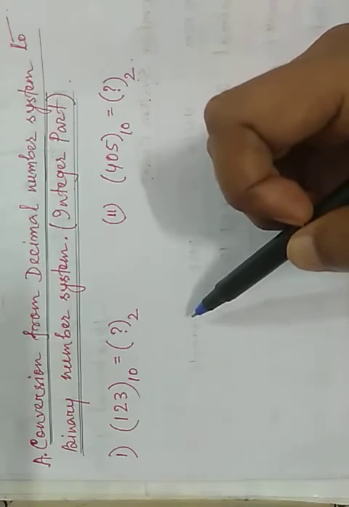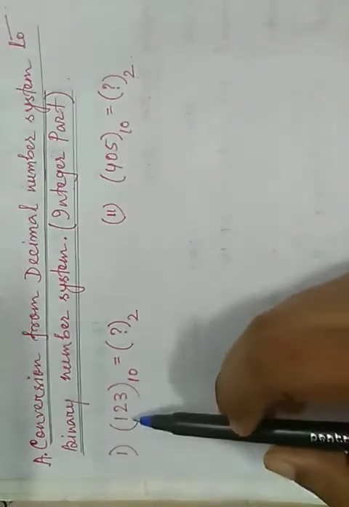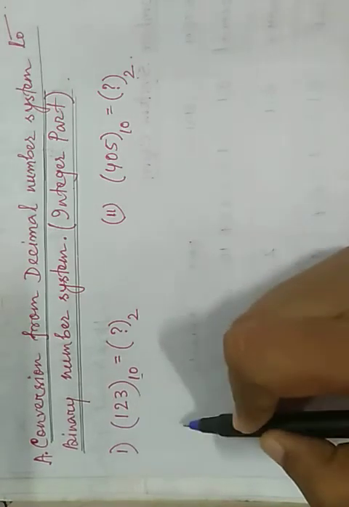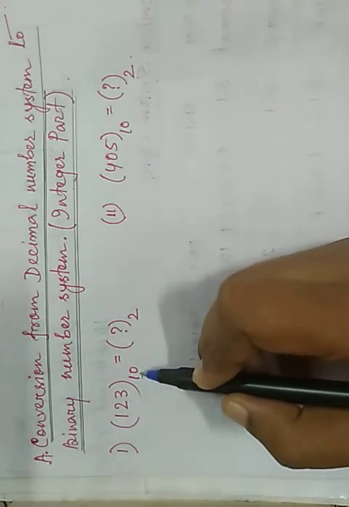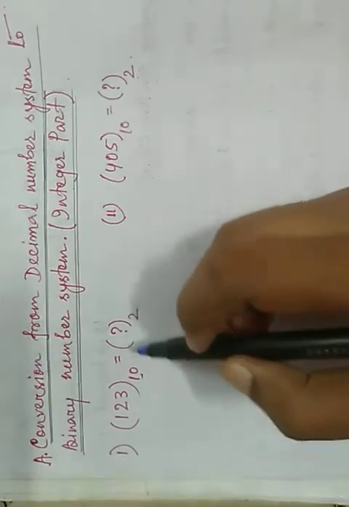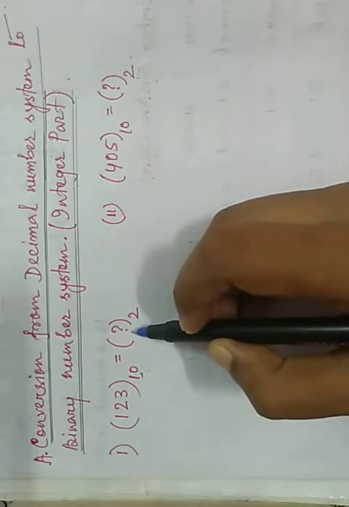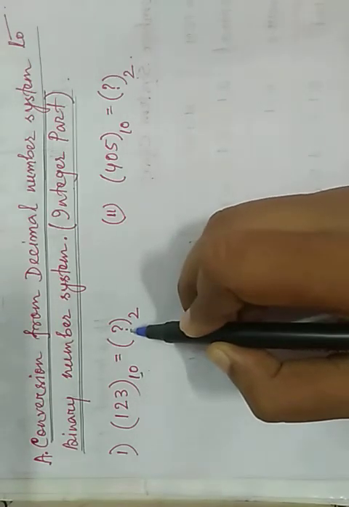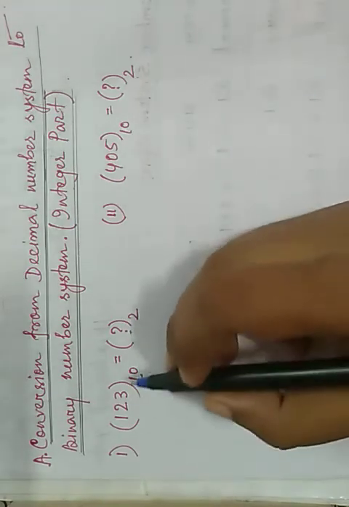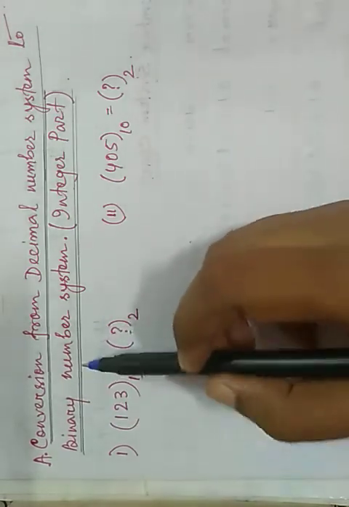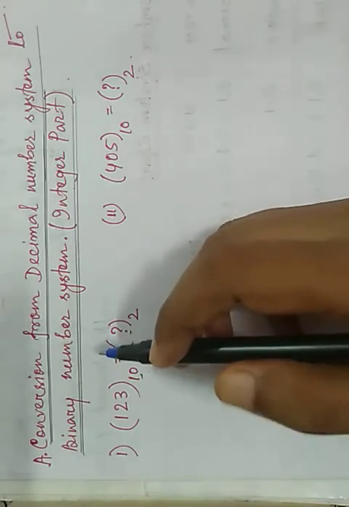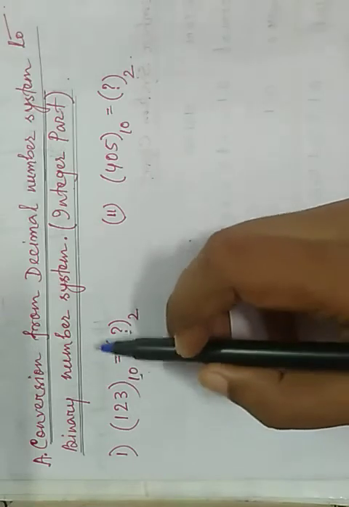The main procedure is, suppose here is an example, 123. As this base is 10, it is written here in subscript notation. All the bases must be written in subscript notation, and we have to convert it into binary. That's why a question mark is given here. Now what we have to do is convert it into a binary number, and we know that there are two digits in the binary number system, 0 and 1.